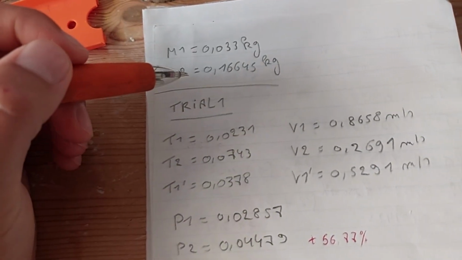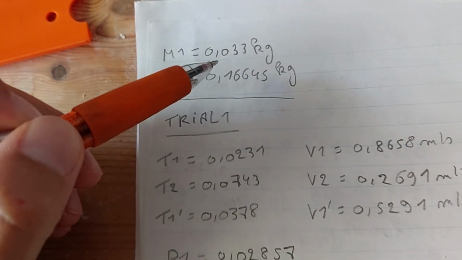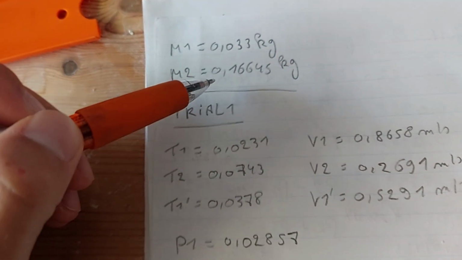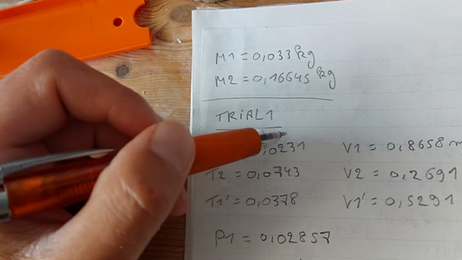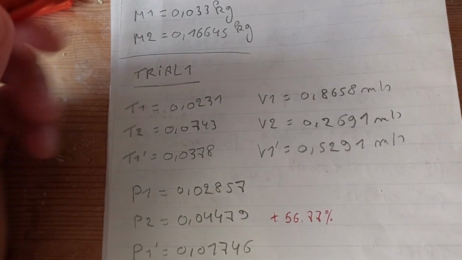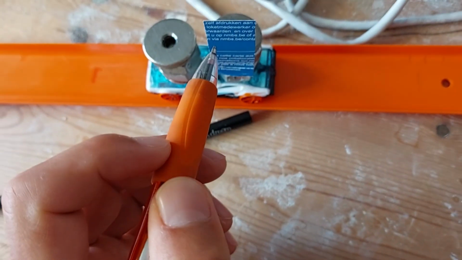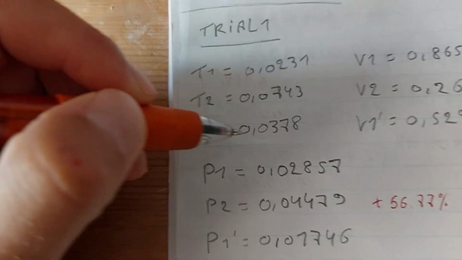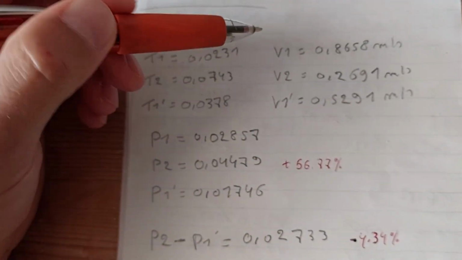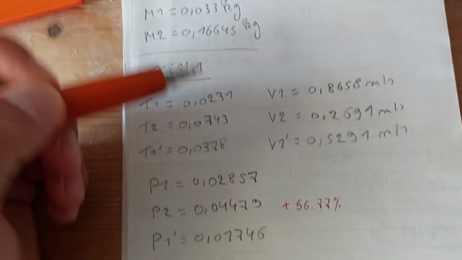And now all the results, all the calculations. So I've written down that the mass is 0.033 kilograms, and the 5 mass is 0.16645 kilograms. The timings are over here in seconds. Then for the velocities, we simply have to divide the length of this flag, 0.02 meters each time, by the timings, and these are the velocities. Then we have to multiply the velocities with the masses to get the momentum.